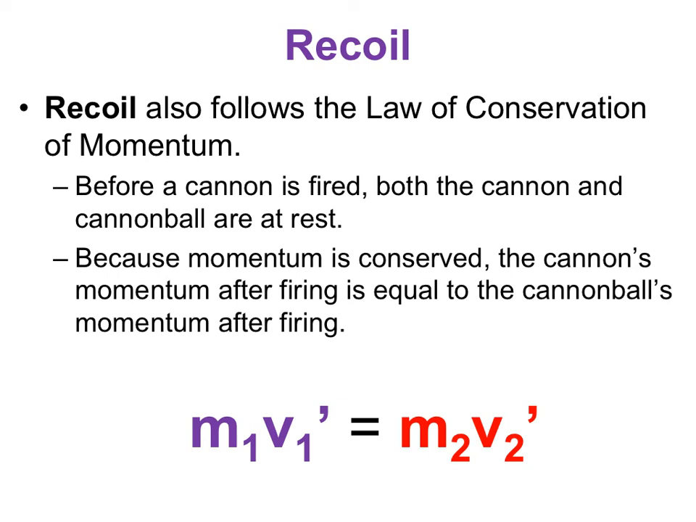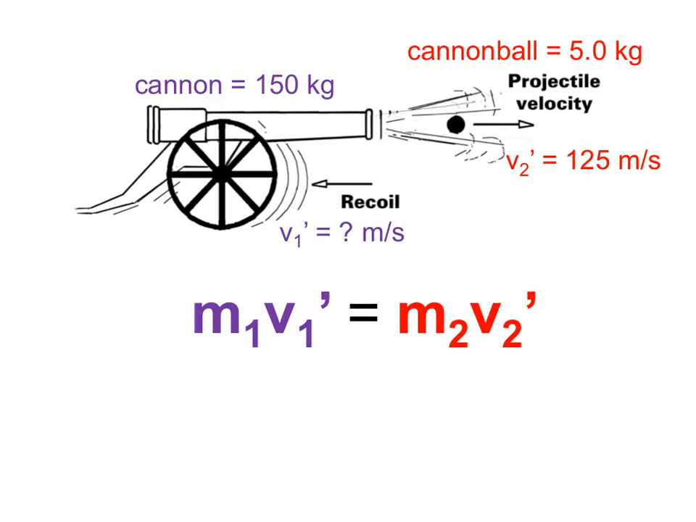So we have m1 v1 after is equal to m2 v2 after. And that might look like this. Let's say I have a cannon that is 150 kilograms, a cannonball that's 5 kilograms, and after the cannon is fired, the ball is projecting at 125 meters per second. I want to know what is the recoil speed or recoil velocity of my cannon.